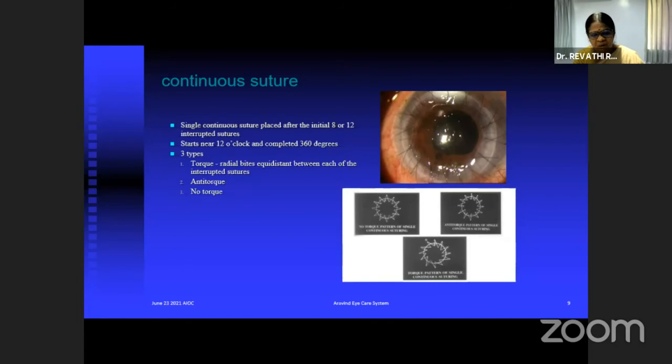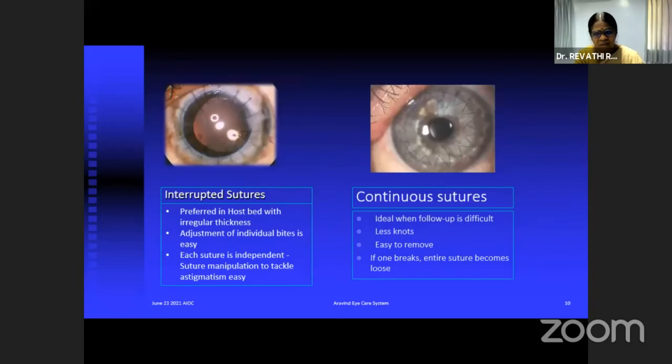So this is a little bit complicated. The continuous suture is not as easy as you think, and I personally prefer the interrupted suture, because you can control the tension better there, and also you can avoid surprise astigmatism when compared to the continuous suture. I prefer continuous only for larger grafts, and I used to mix and match.